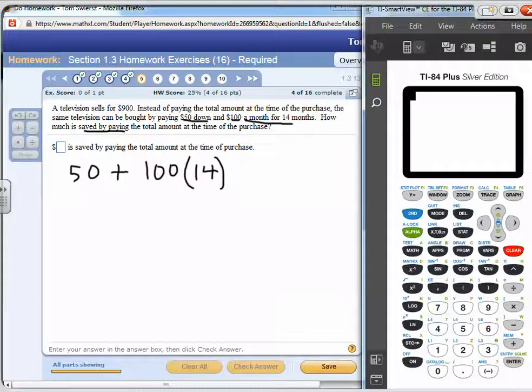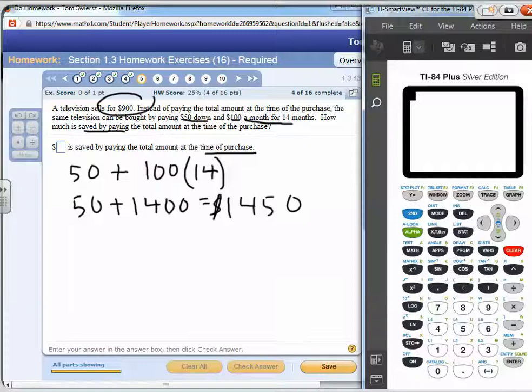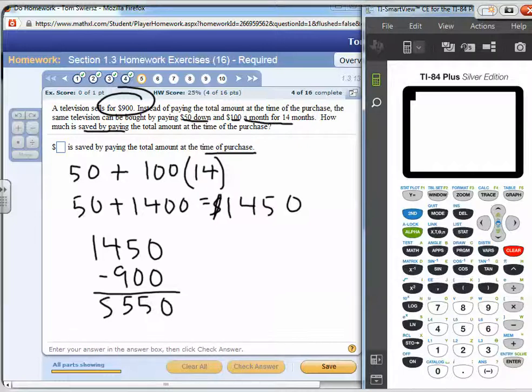So arithmetic's pretty easy. 100 times 14 is 1,400, plus 50 is $1,450, right? Now the question is, how much did they save by paying the total amount at the time of purchase? If they would have done that, it's 900, right? So we subtract the two to find the difference, and we get a difference of $550. So they could have saved $550 if they paid cash for it instead of doing the monthly payment of $100 with $50 down.